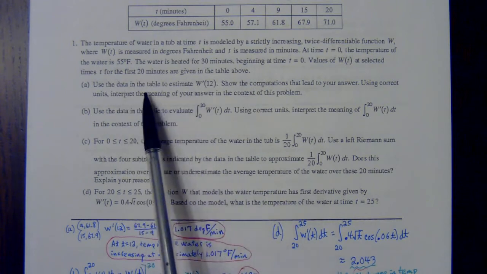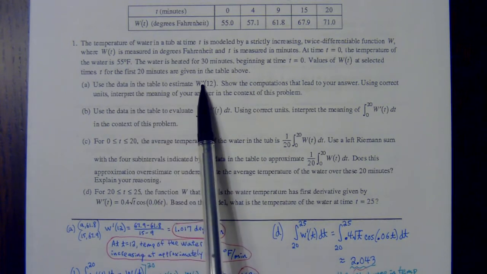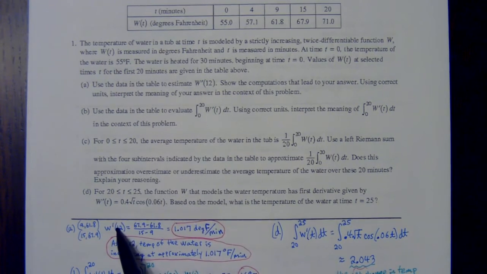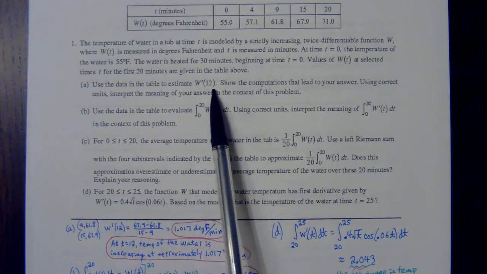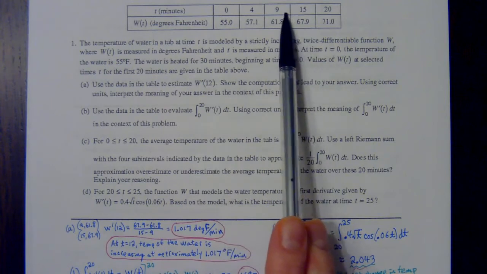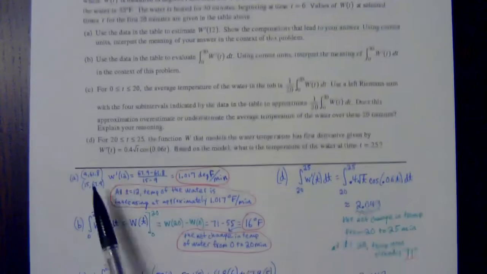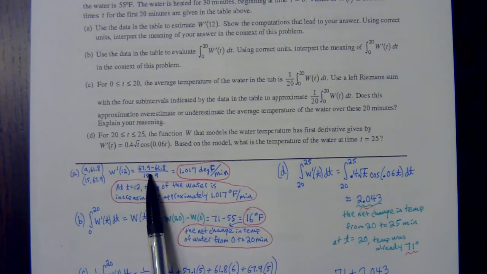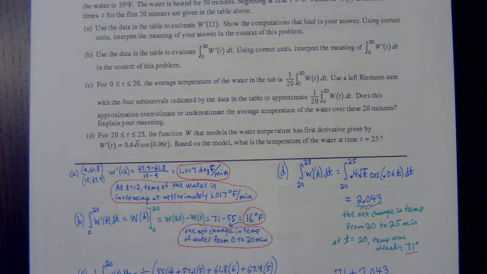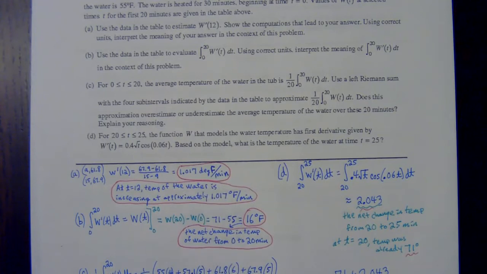But then part A is just talking about W prime. You know that's your derivative, and we know derivative is slope, right? And so it says to approximate the slope at 12. So 12 is in between the 9 and the 15. And so I chose this point here and this point here, jotted those down, and just did my slope formula. Subtract the y's on the top, x's on the bottom. You have the calculators, round to 3 numbers after the decimal. That's going to be degrees Fahrenheit over minute there.